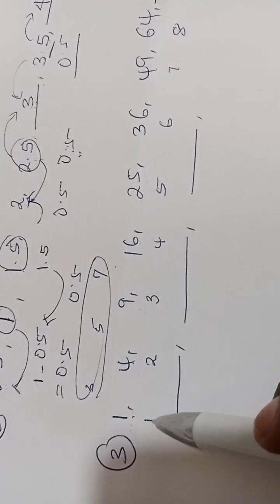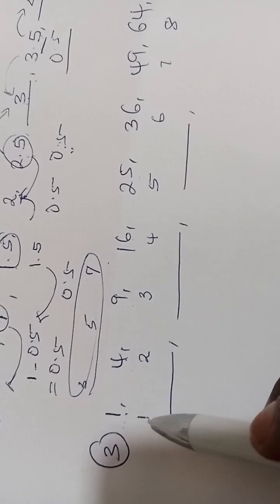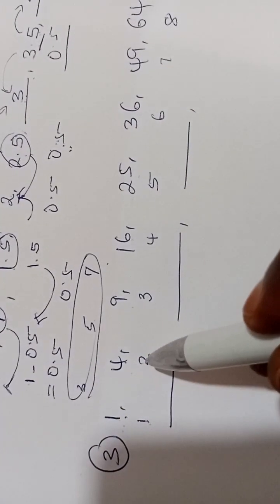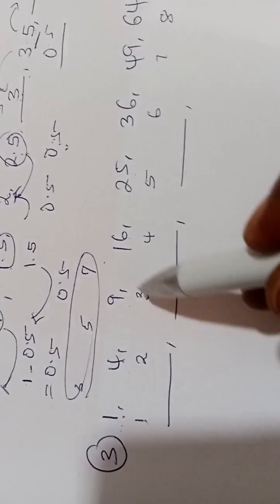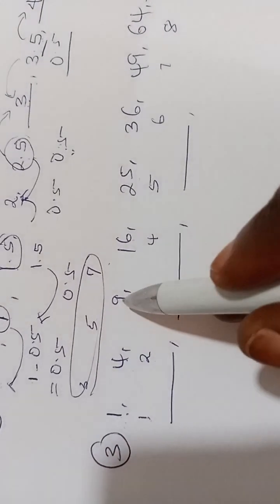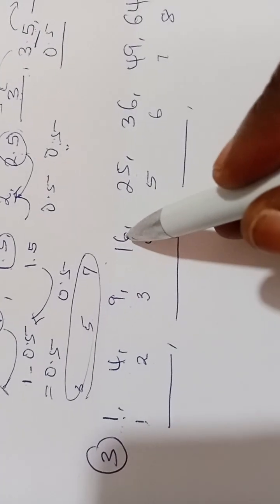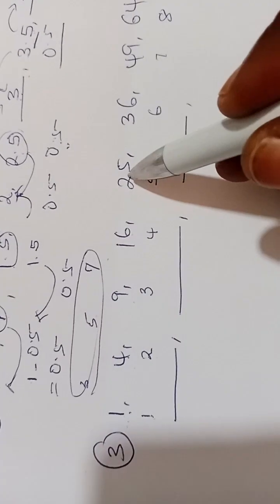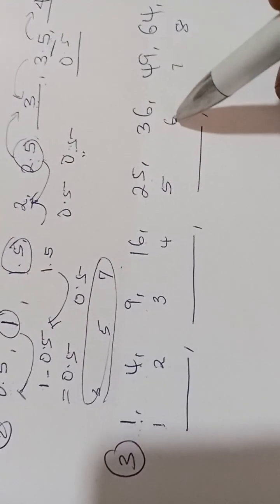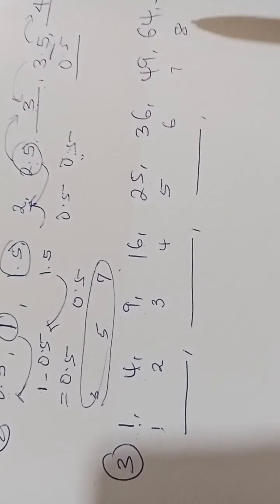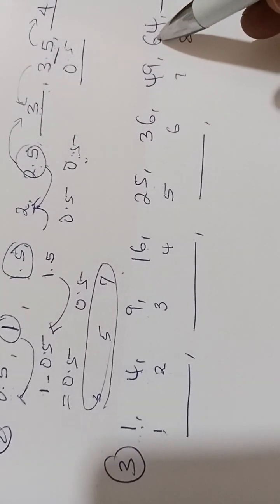Now let's try multiplying these numbers by themselves. 1 times 1 will give us 1, accepted. 2 times 2 gives us 4, accepted. 3 times 3 will give us what? 9. 4 times 4 will give you 16. 5 times 5 will give you 25. 6 times 6 will give you 36. 7 times 7 will give you 49. 8 times 8 will give us 64.